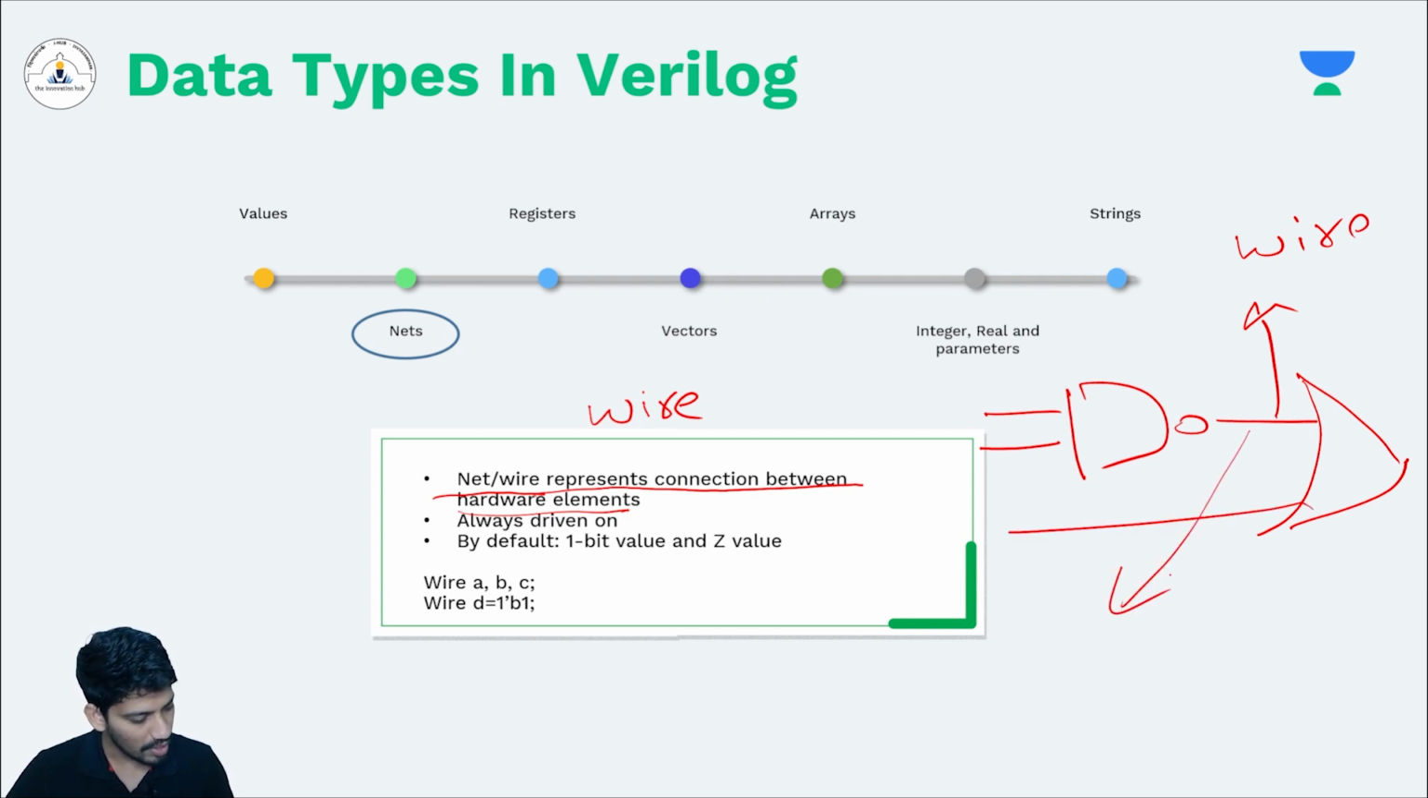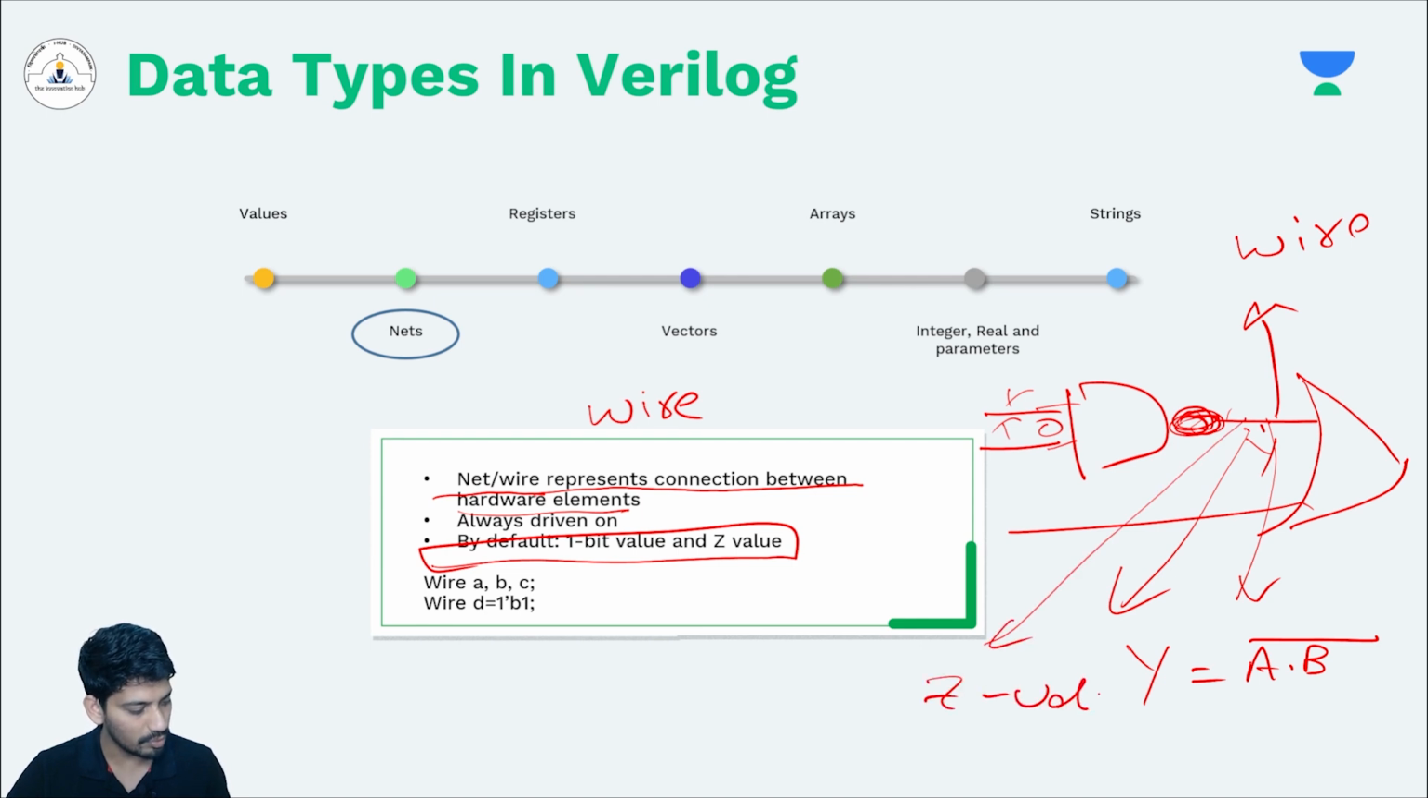The value of a net is always driven by some output like this. In this case, let's say this node is y, then y is equal to a dot b whole bar. It is always driven. As you can see, the value is always assumed based on the input patterns here. By default, the value of a net is Z. If you don't specify anything, the value of a net is always Z. And by default, a wire is a 1-bit value.